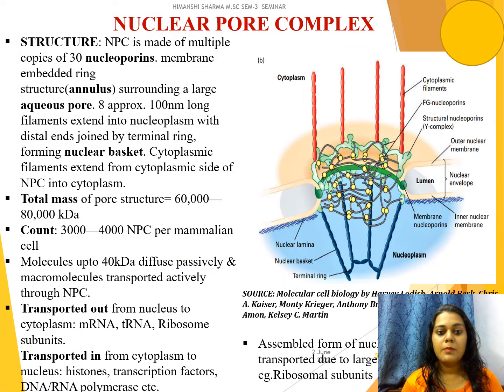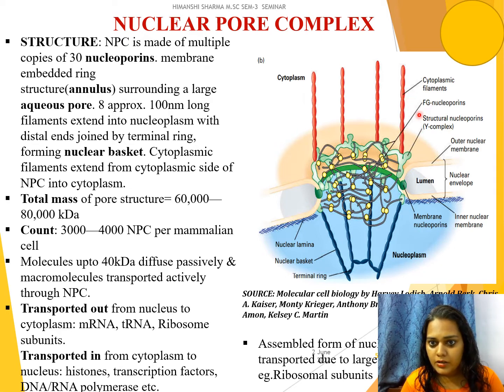Now we will be discussing the nuclear pore complex. The nuclear pore complex is made up of multiple copies of around 30 nucleoporins. There is a membrane embedded ring structure called the annulus surrounding a large aqueous pore, and approximately 800 nanometer long filaments extend into the nucleoplasm with distal ends. These distal ends form a terminal ring structure called the nuclear basket. And these are the cytoplasmic filaments, extending from the cytoplasmic side of the nuclear pore complex into the cytoplasm.